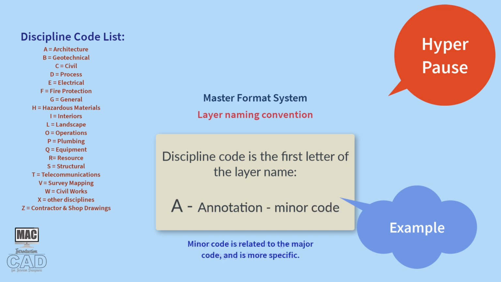Following the major code is another hyphen, followed by the minor code. The minor code relates to the major code listed and further defines the layer. In this case, the minor code is text. There are many minor codes that can be applied to an annotation type major code. For example, annotation layers can have minor codes such as text, dimensions, symbols, room identification, room numbers, signage, etc.